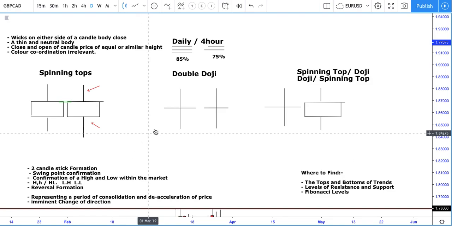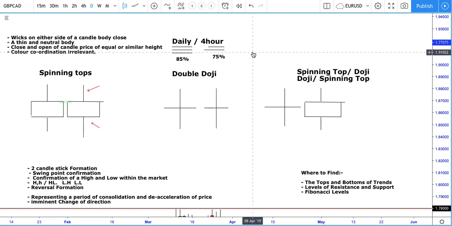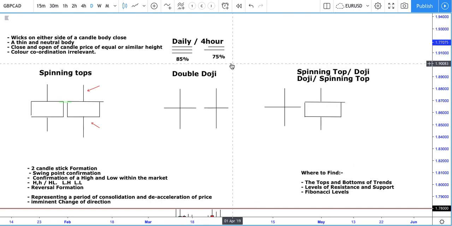So on a daily time frame, this is going to be our highest probability to understand when we think we've hit a swing point reversal. We can also look to use this on a 4-hour, but again, we're probably 3 out of 4 times in terms of the reliability aspect, and that's more down to actually understanding exactly where you are in a market rather than the formations in itself.